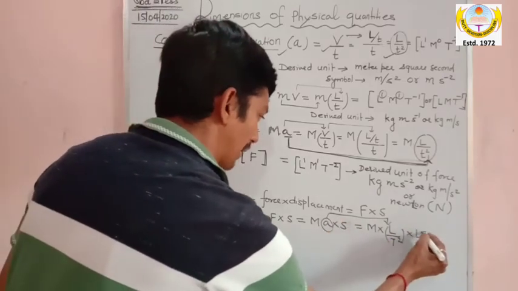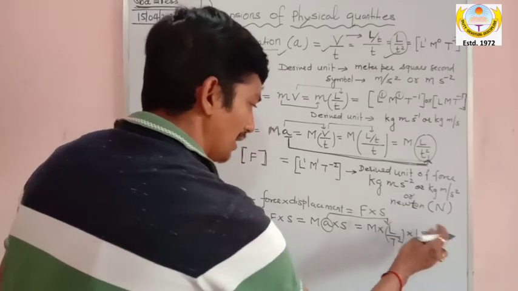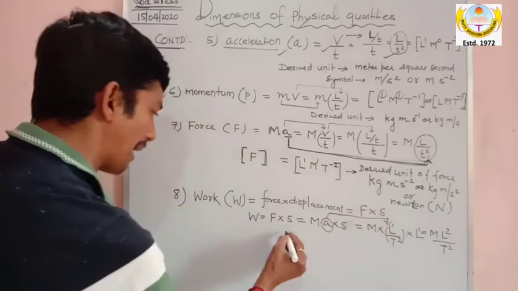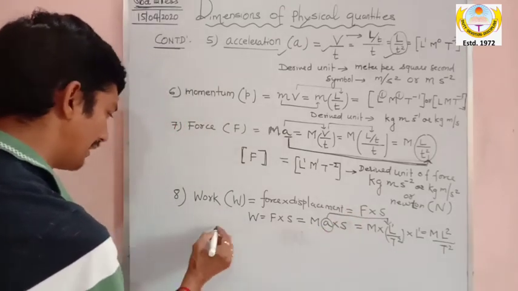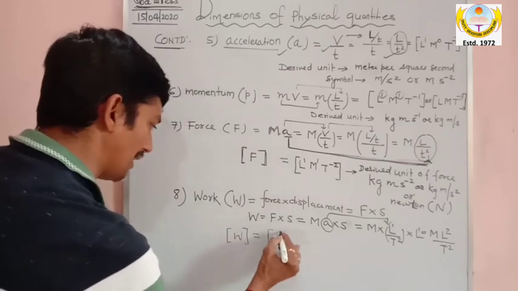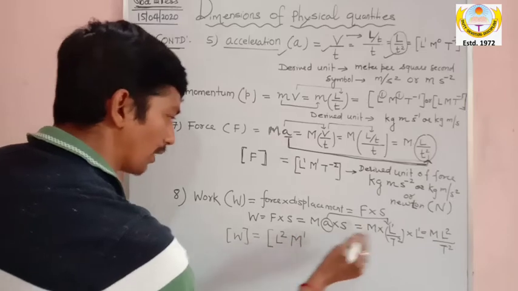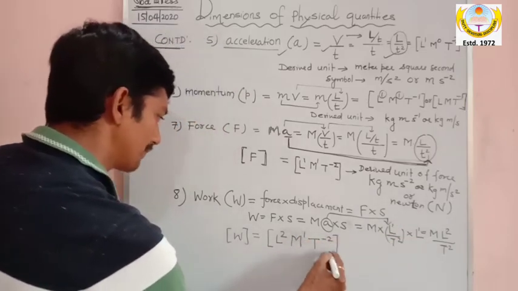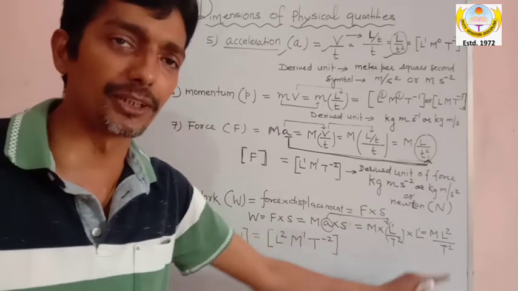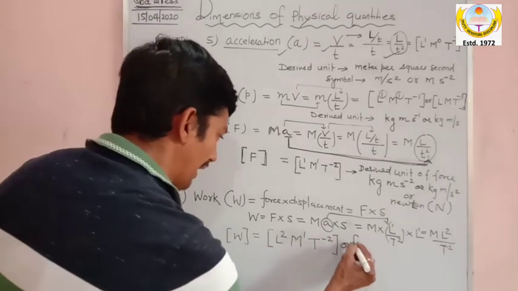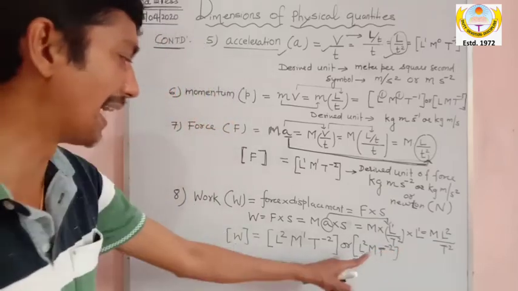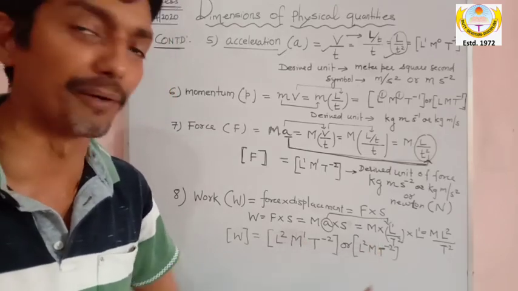Okay, so now what will be the dimension, my dear? Here L and L, L power 1 and L power 1, become L power 2 divided by t square. So what is the dimension of work? Dimension of work is equal to m L square upon t square. So this can be written as L2 m1, because m has power 1, and t power minus 2. So this is L2 m1 t minus 2, or you can write this way, L2 m t minus 2. The reason is that if it is power 1, no need to write power 1, so it is assumed that this is power 1. You can write this way also.